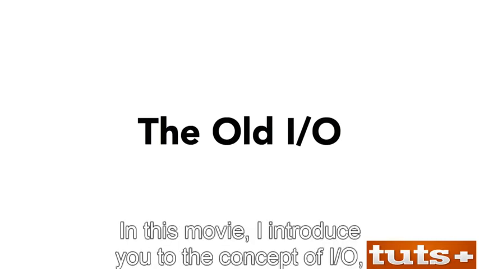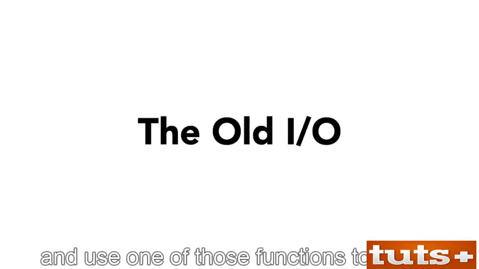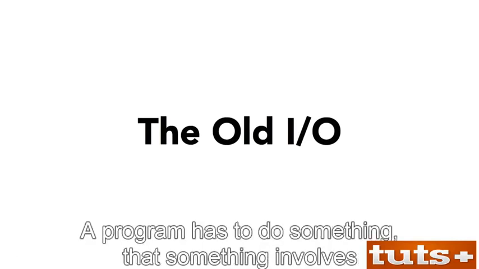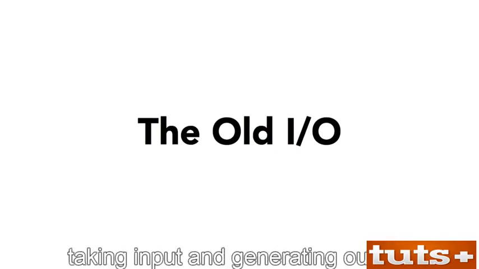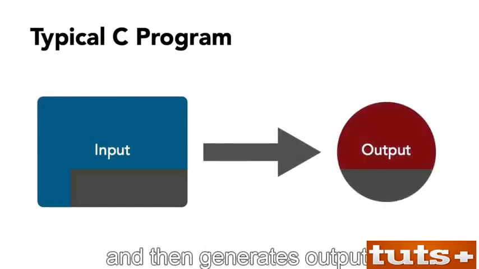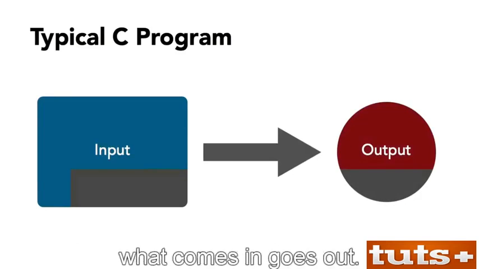In this movie, I introduce you to the concept of I/O and how that plays into programming. You'll get to explore some basic I/O functions and use one of those functions to create tiny programs that output interesting text. A program has to do something. That something involves taking input and generating output. This is how a typical C program works. It's a machine that does something to input and then generates output. If the program doesn't do anything, then it's basically plumbing. What comes in goes out.